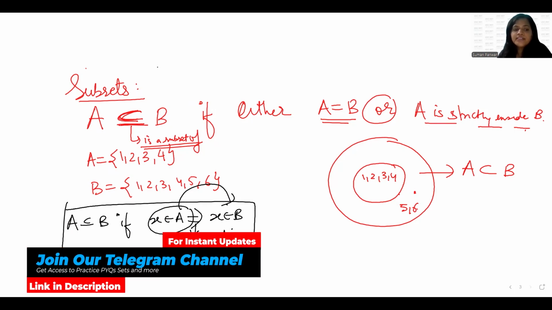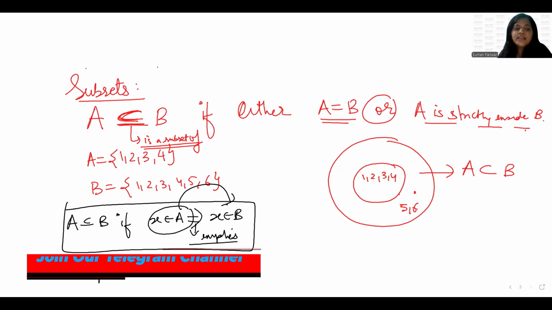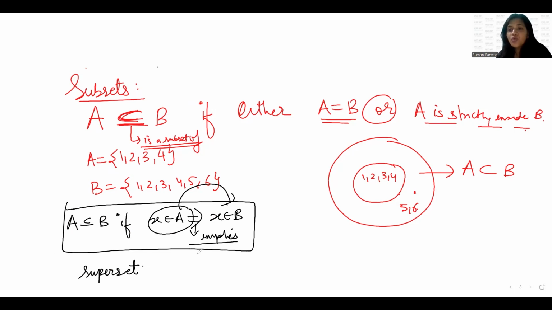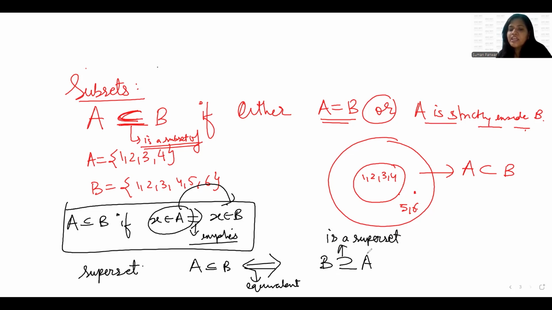We also have a statement which is known as superset. So A is a subset of B can be equivalently written as B is a superset of A. It is equivalent to saying that A is a subset of B. All right, so this is about subset.